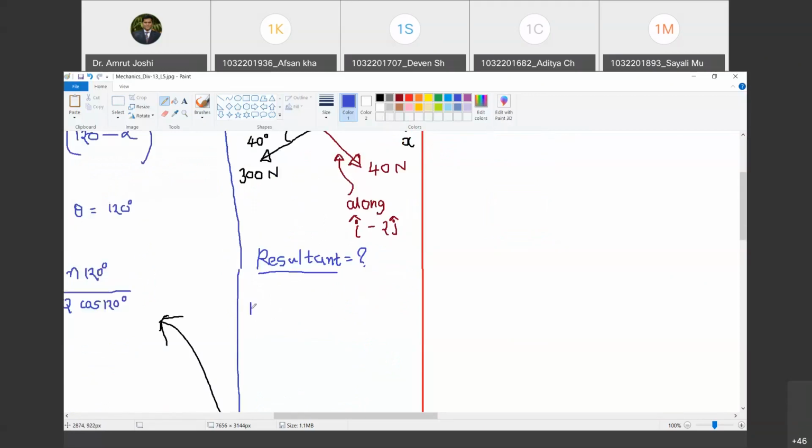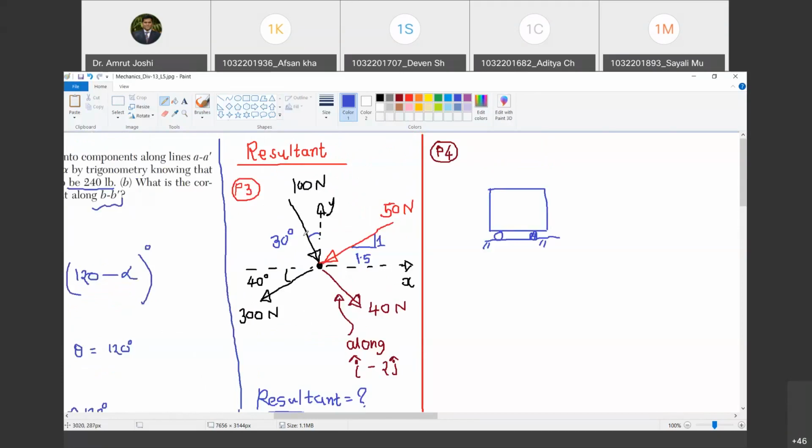So the first thing I am going to do is find out the x components of all the forces, and I am going to algebraically add them. That means I am going to add them with sign. Are you with me? Yes, sir. To get Rx. So can you tell me what is the x component of this 100 Newton force?